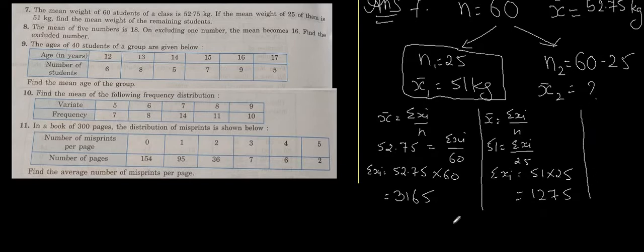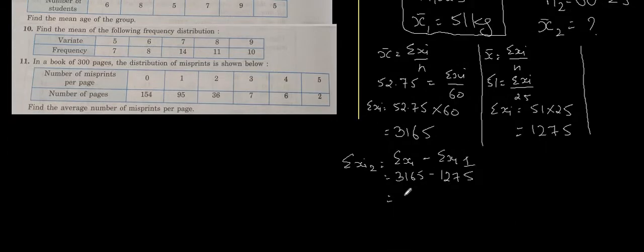We have to find the sigma xi for the remaining students. So what we will do is subtract the first part's sigma xi from the total sigma xi. That will give us sigma xi for the second part, the remaining part. So 3165 minus 1275 will fetch me 1890, right? So we got 1890 for the remaining students.